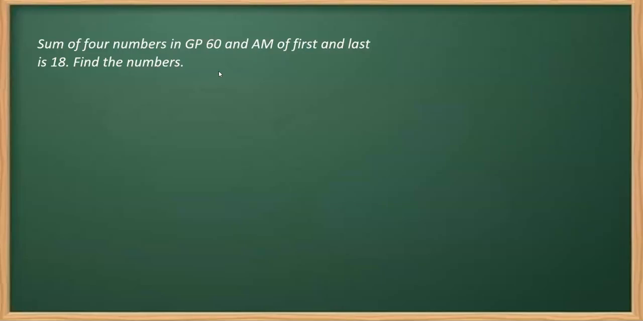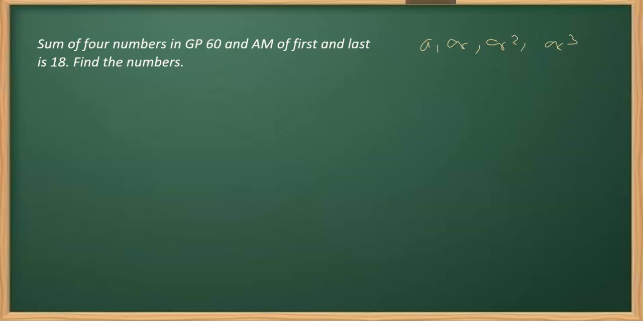In this question, it says that the sum of four numbers in GP is 60 and the AM, that is the arithmetic mean, of the first and the last is 18. We have to find these numbers. So you know that numbers in GP, we can take these numbers as say A, AR, AR square and AR cube, right? So these are the numbers here and their sum is given.